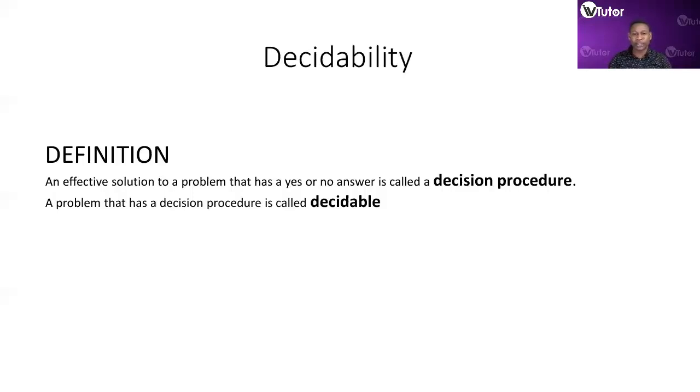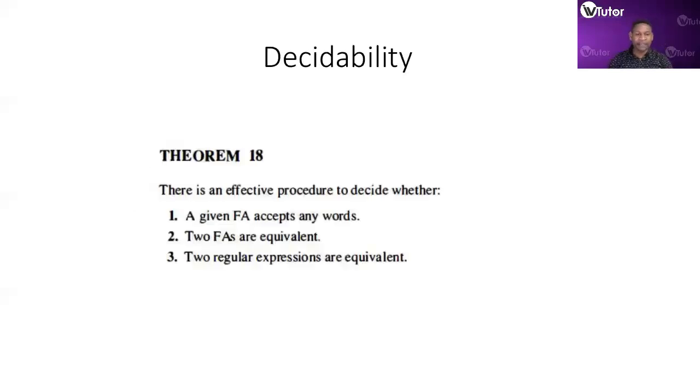So in short, a decision procedure is a procedure leading to a Boolean solution. If we have a decision procedure for a problem, then we say it is decidable. So we want to find out which of the questions we just asked are decidable. There's an effective procedure to decide whether a given finite automata accepts any words, whether two finite automata are equivalent, and whether two regular expressions are equivalent. So we've got decision procedures for that.